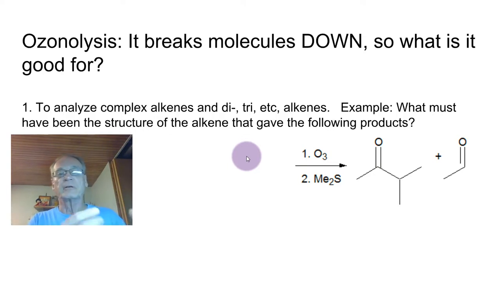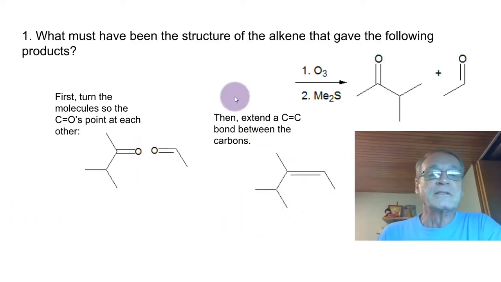Got a bunch of liquid in it, but we don't know what the structure is. If we use ozone and we break it down, we get two smaller pieces that we can separate out from each other, and maybe we have a chance of figuring out what is that piece and what is that piece, and if we can, then we can figure out what the original alkene was that it came from by working backwards.